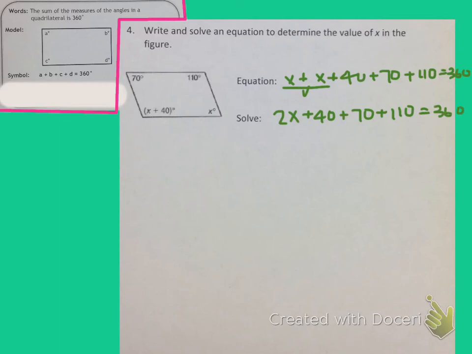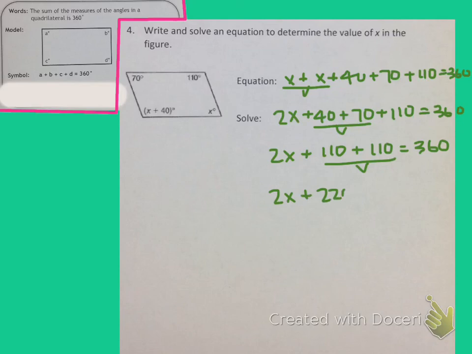There are no more terms with a variable, so now I can combine the terms without variables. And I'll start with 40 and 70. So we have 2x plus 110 plus another 110 equals 360. I can still combine the like terms that do not have variables, so I have 2x plus 220 equals 360. And my ultimate goal is to get that x by itself on one side.